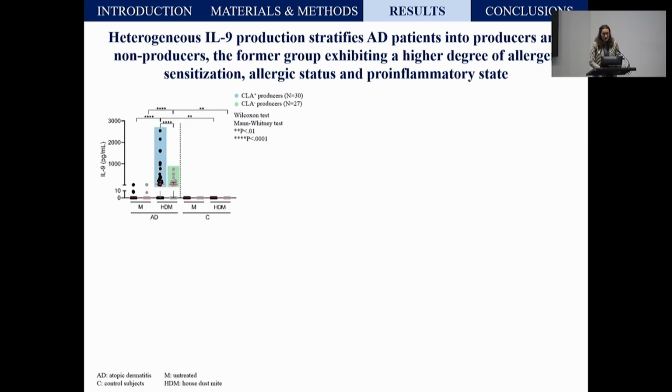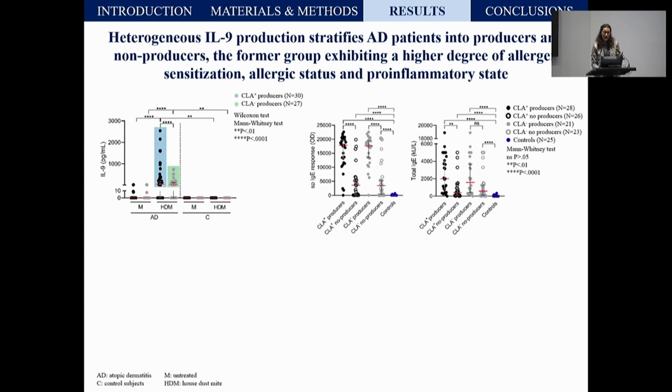Next, IL-9 production was not uniform among all of our AD cohort, which allowed us to stratify patients into IL-9 producers and non-producers. We then compared the clinical data between these two groups and found that the IL-9 producers have increased specific IgE and total IgE levels, which means that these patients exhibit a higher degree of allergen sensitization as well as an allergic status.